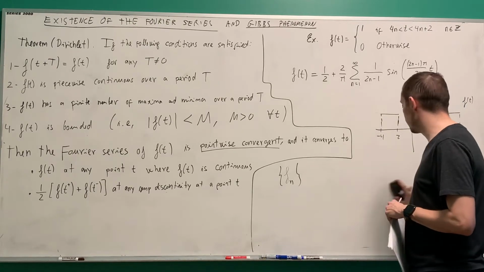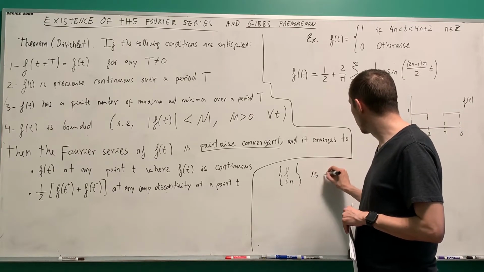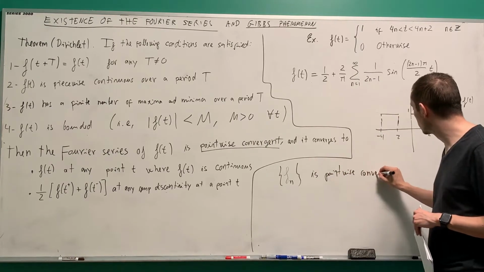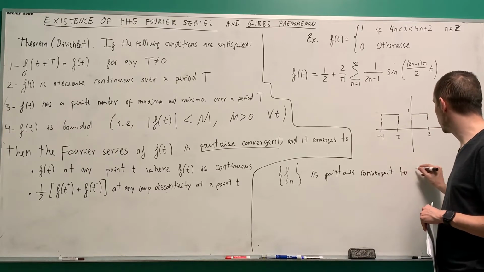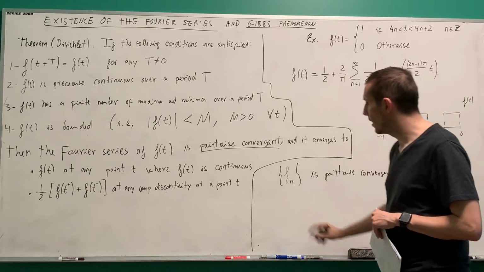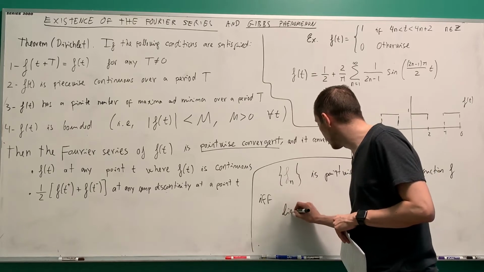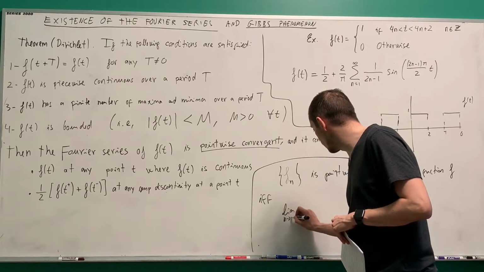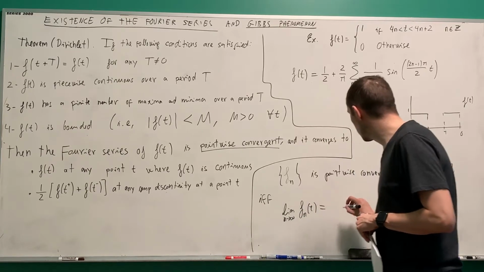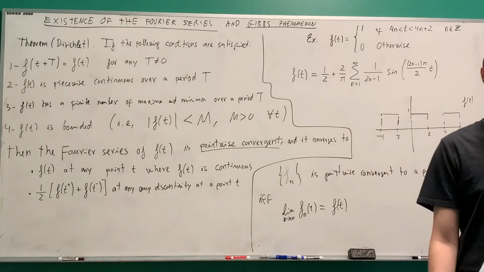So if you have any sequence of functions, we say that f_n is point-wise convergent to a function f, if and only if the limit when n goes to infinity of f_n(t) is equal to f(t). That's what we call point-wise convergence.